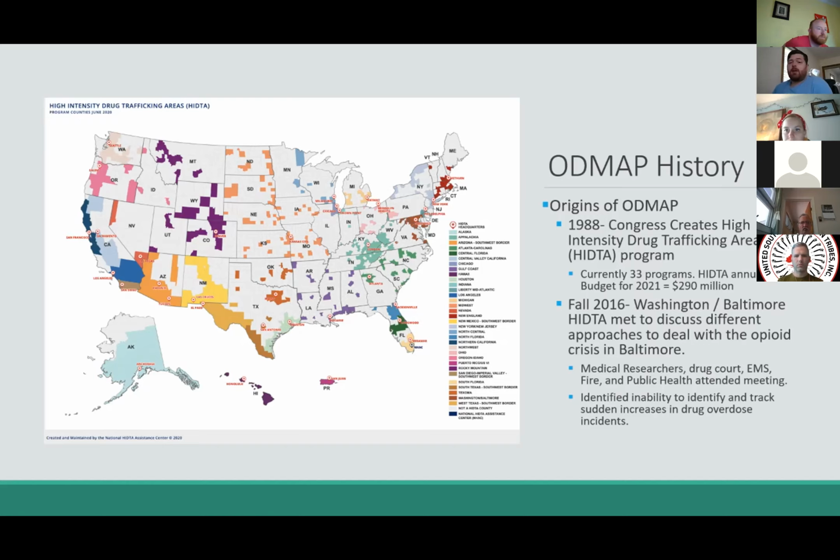A little bit about HIDA again. Congress created it to address regional drug threats with the purpose of reducing drug trafficking and drug production in the United States. The goals for HIDA are to disrupt the market for illegal drugs by dismantling and disrupting drug trafficking and/or money laundering organizations, and to improve efficiency and effectiveness of HIDA initiatives, which ODMAP is now one of the HIDA initiatives.